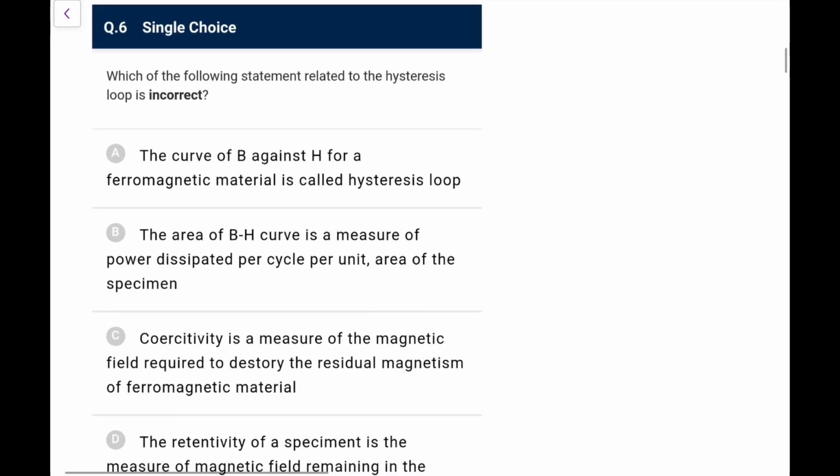Next one, which of the following statements related to the hysteresis loop is incorrect? Curve of B against H for a ferromagnetic material is called hysteresis loop. That is correct. Area of BH curve is a measure of power dissipated per cycle per unit area of the specimen. Area of the BH curve is a measure of energy dissipated per cycle per unit area, so it is energy, not power. It is energy dissipated per cycle per unit area, not the power. So this is an incorrect one.